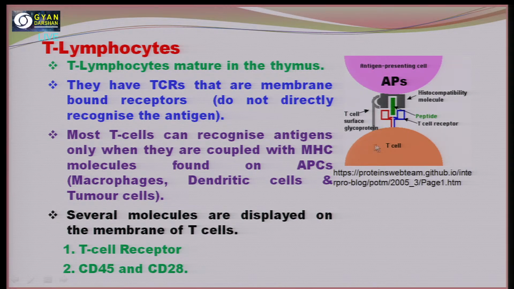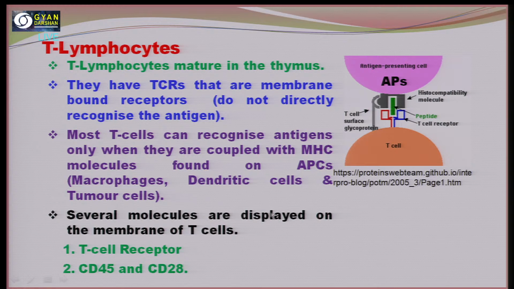They are able to recognize the MHC molecule, which presents the antigenic peptides. Most T cells can recognize antigen only when it is coupled with an MHC molecule found on the antigen presenting cell. So these are the antigen presenting cells. Antigen presenting cells are basically macrophages, dendritic cells and tumor cells.